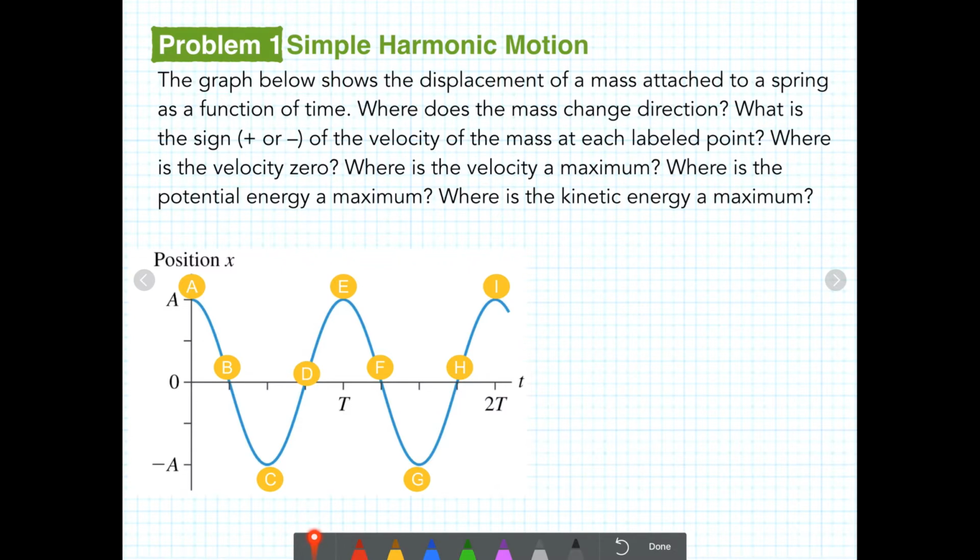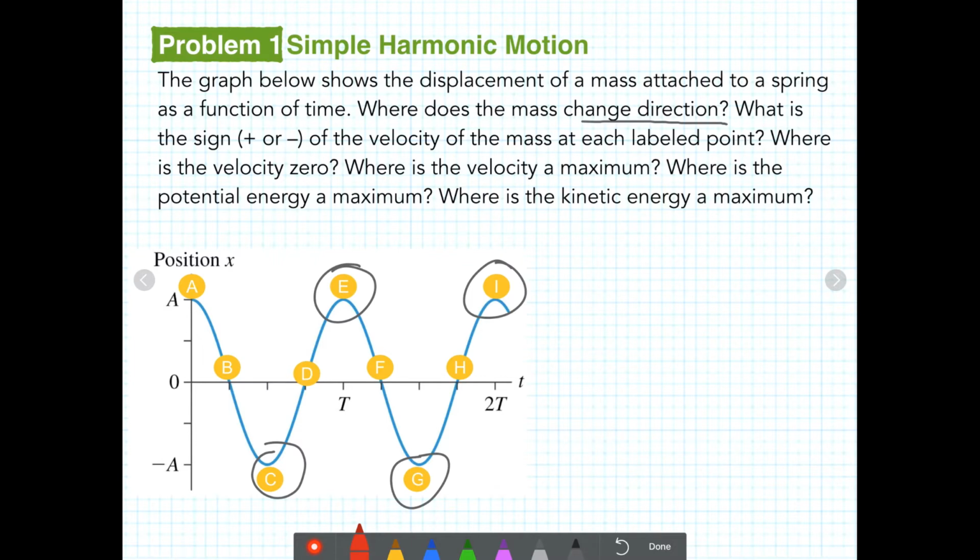Well, you're going to get velocity, all right? So if we want to look at this, we want to know stuff about energy. So let's start by looking at what we're doing here. The graph below shows this displacement graph. It's a spring as a function of time. We want to know, where does the mass change direction? Well, basically it's going to change direction at C, right? It's going down, then it's going up, E, G, and I, okay?